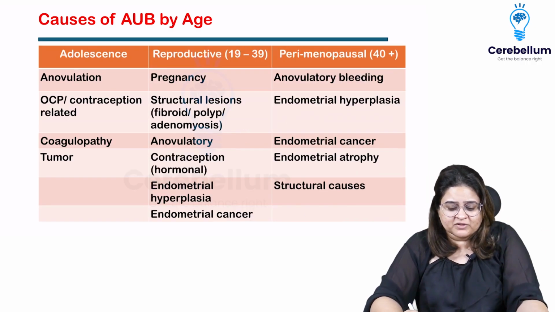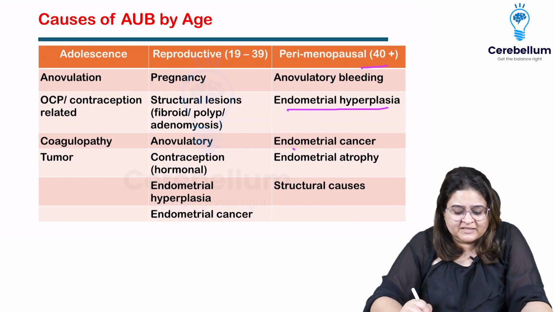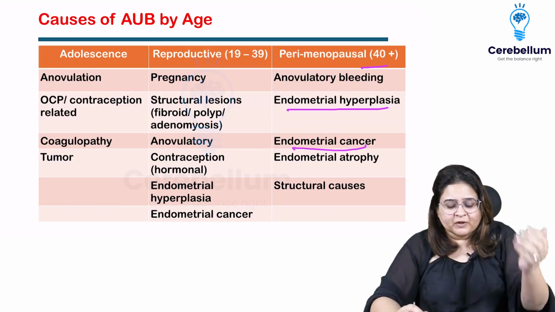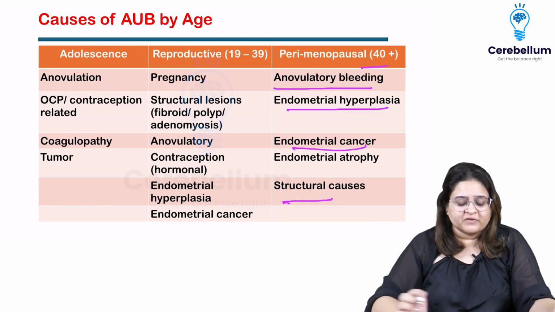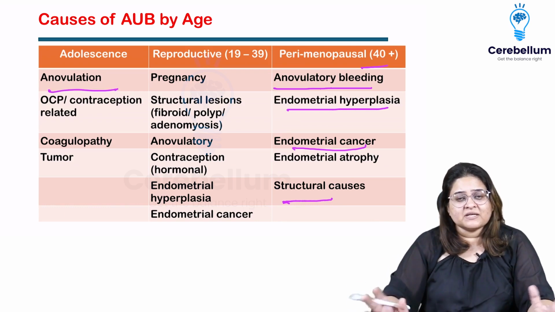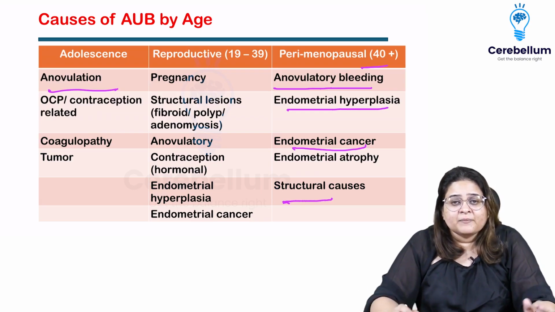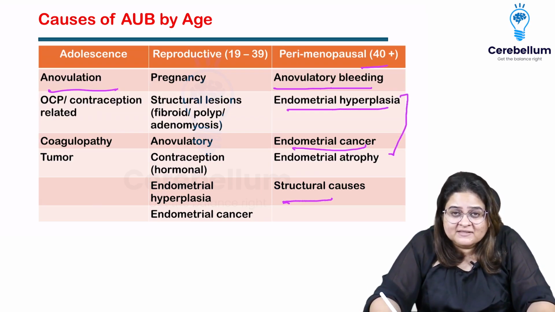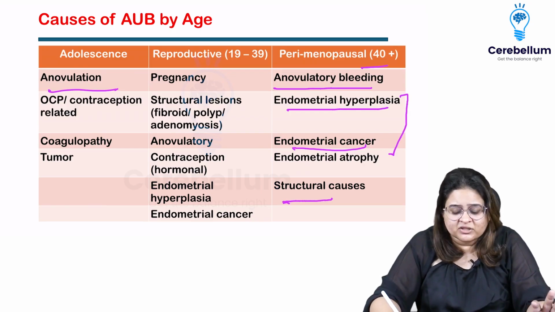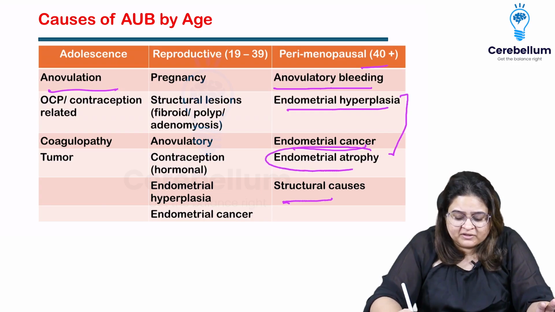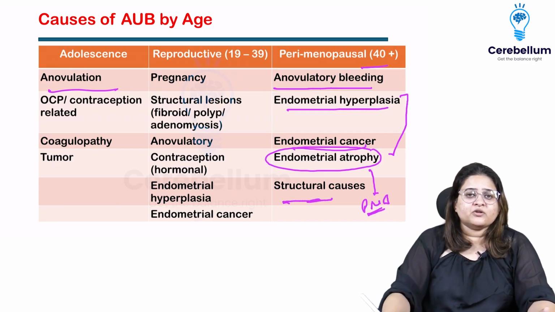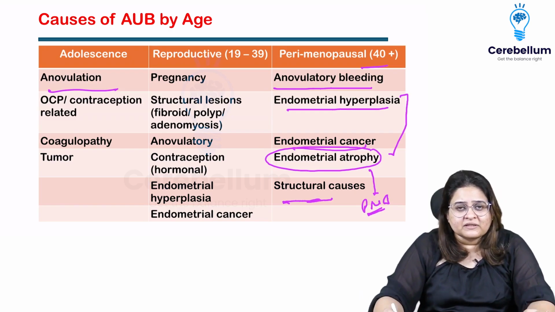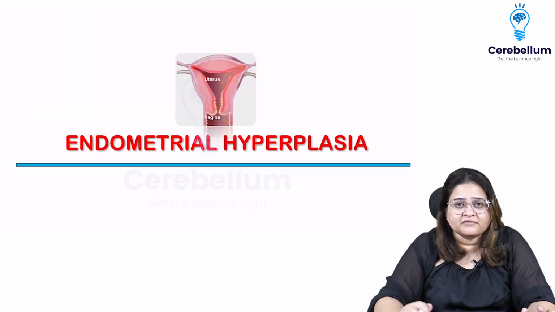However, in the perimenopausal age group, you will think of hyperplasias and cancers higher up in the list, and structural causes lower down. So anovulation is again common in extremes of age: adolescence and perimenopausal anovulatory bleeding is very common. In the perimenopausal period, you now start thinking of cancers and precancerous lesions. In the postmenopausal age group, you will think of endometrial atrophy also, and structural causes, fibroids, polyps, adenomyosis, come lower down in the list compared to the reproductive age group.